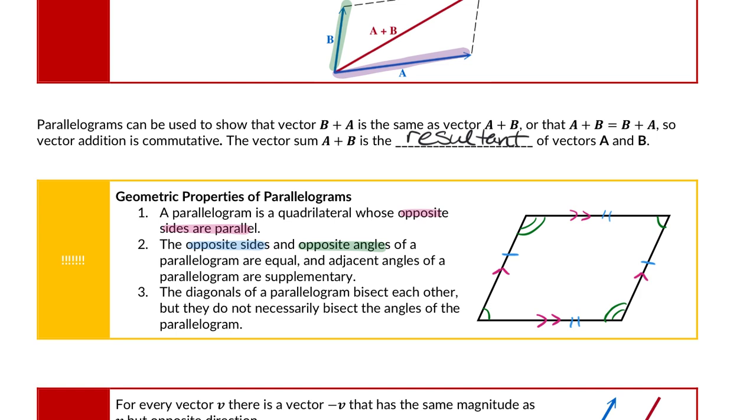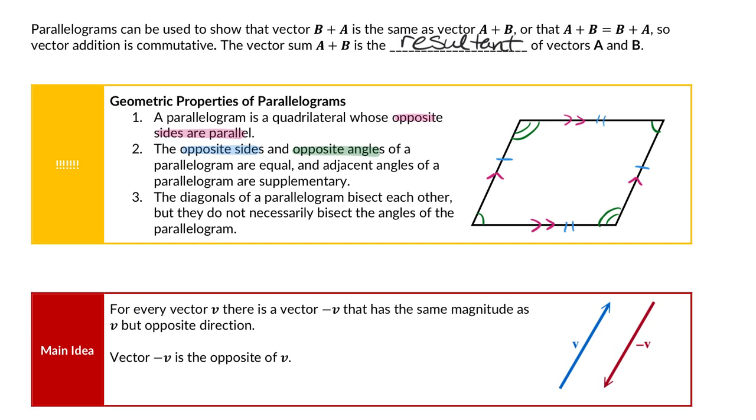It also says that adjacent angles of a parallelogram are supplementary. Ooh, supplementary. What does that mean they add up to? 180. So this guy should be added together to make 180 with that guy, which then means this guy and this guy add together to make 180. They're adjacent to each other, or touching. That works all the way around the parallelogram, by the way.